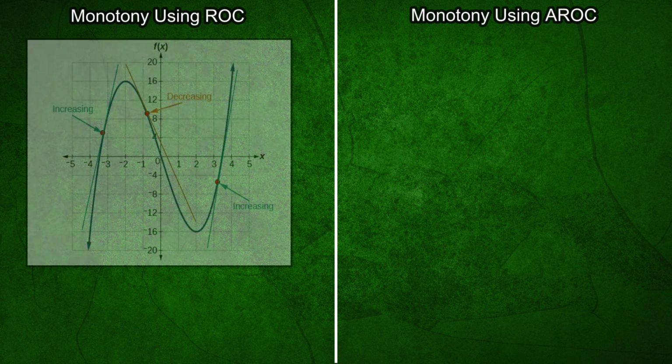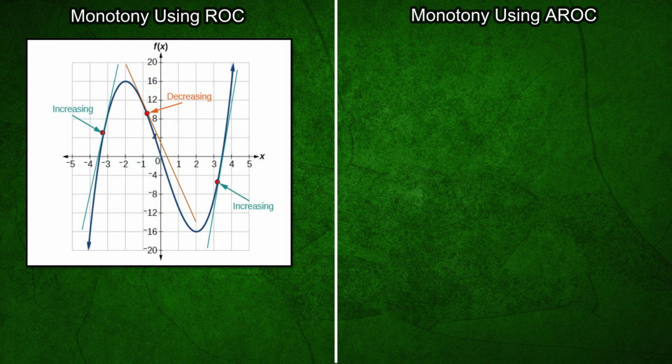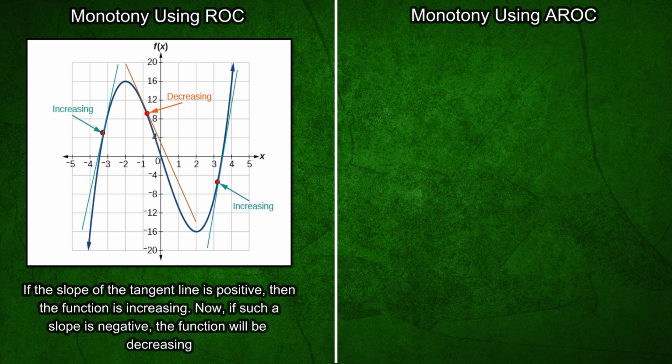Remember that the rate of change of a function represents the tangent line of the function at a given point. Now, if the rate of change of a function in a given interval is positive, then the function is increasing in that interval. Otherwise, meaning the rate of change of the function is negative in that interval, then the function is decreasing.